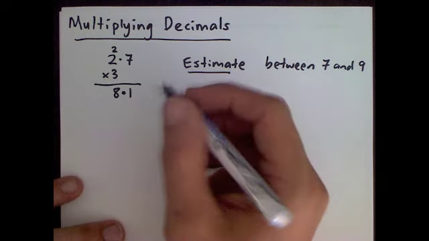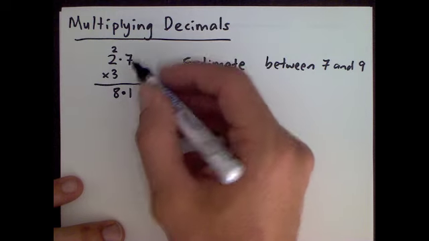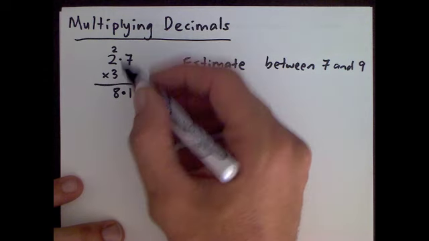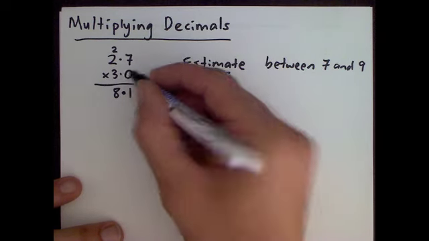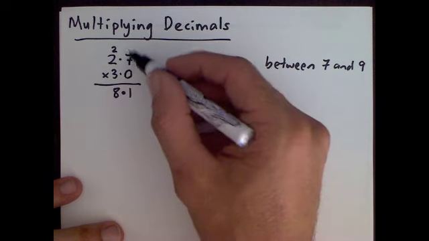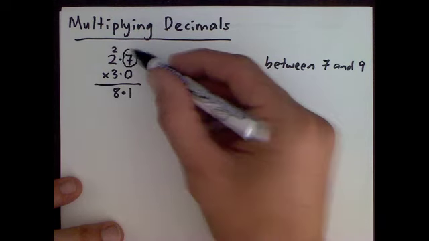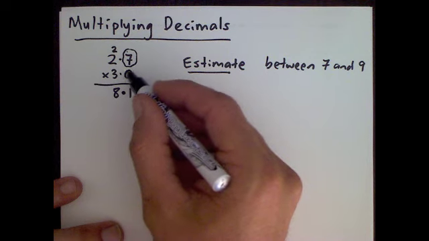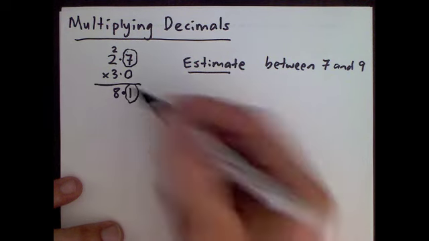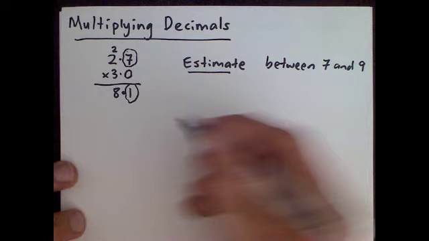Now, you'll notice there that 2.7 has one number after the decimal place, so one number. Now 3 can be written as 3.0, but there's no number after that, so there's really only one number after the decimal place. And what do you notice about our answer? It only has one number after the decimal place.